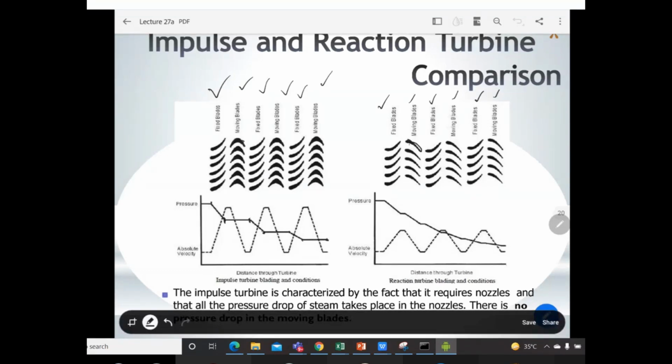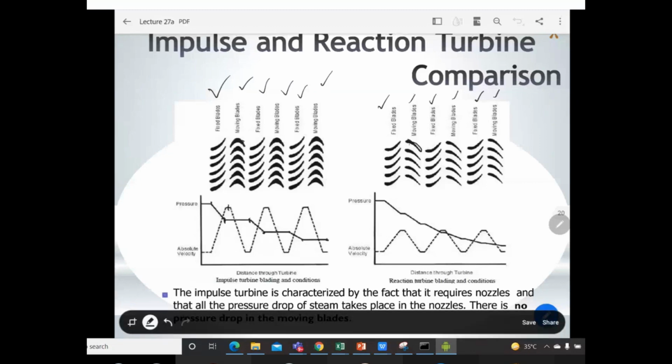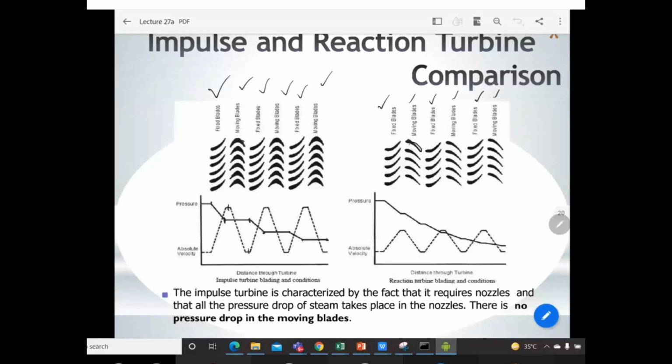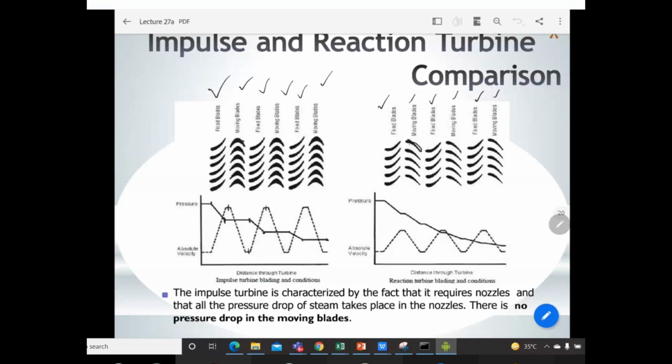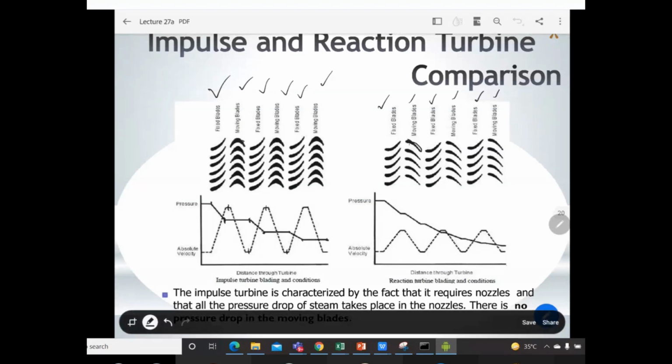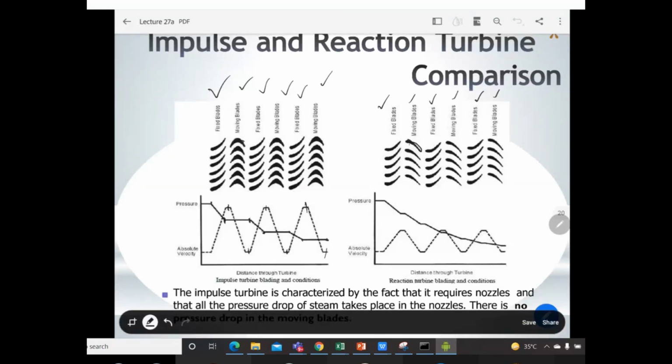And if you take a look at the absolute velocity diagram, that is your graph, you can notice that at the end of the nozzle the velocity is maximum, then it decreases. Then again it increases when it moves towards the fixed blade section, and then decreases when it comes to the moving blade section. Then it increases again at the fixed blade section, and then decreases when it again comes to the moving blade section.